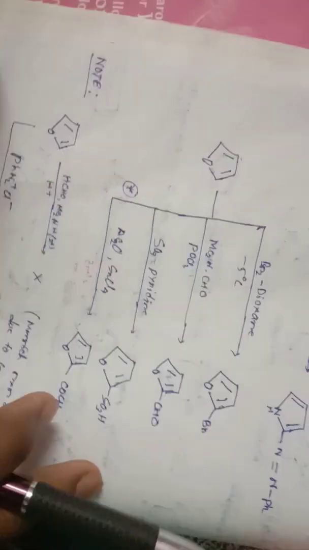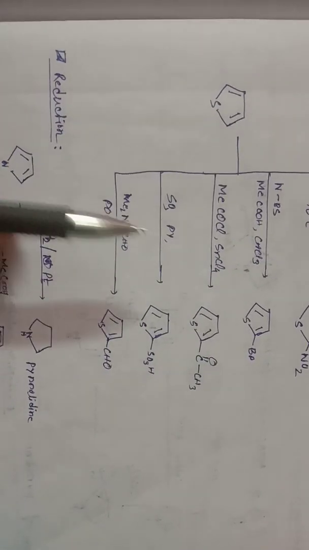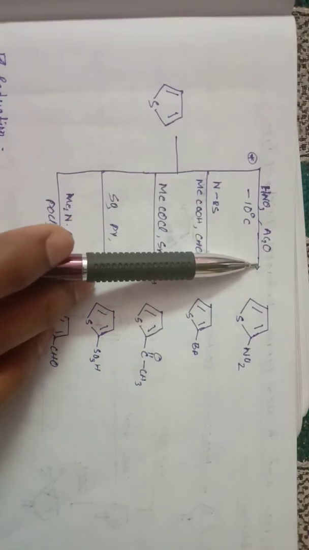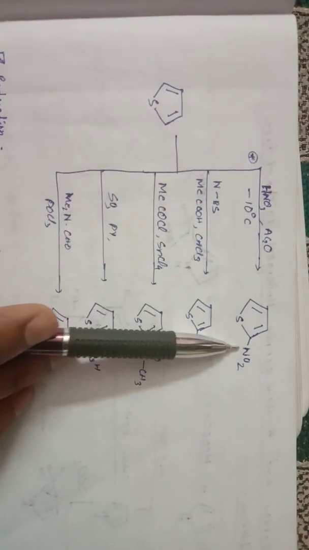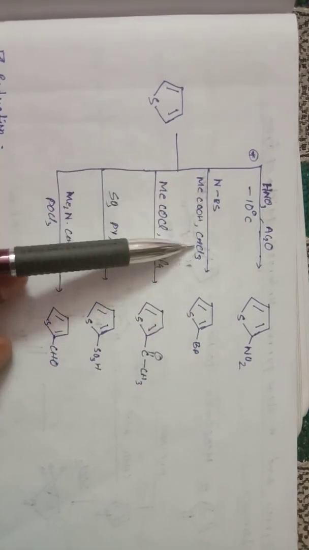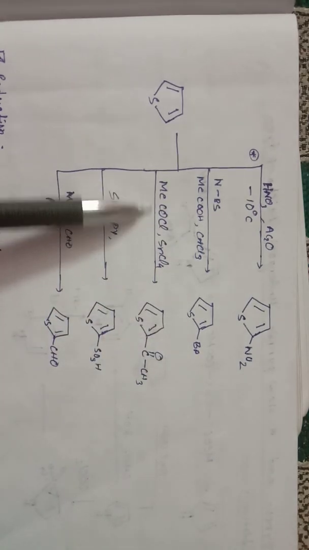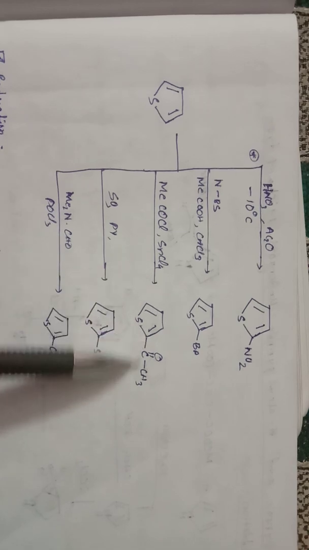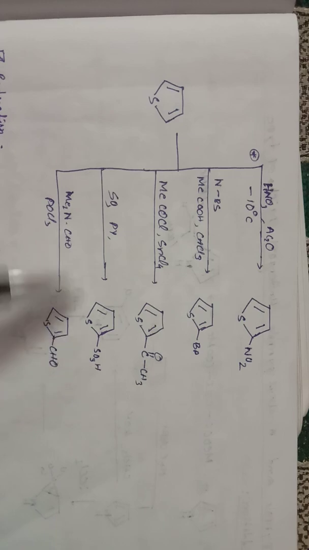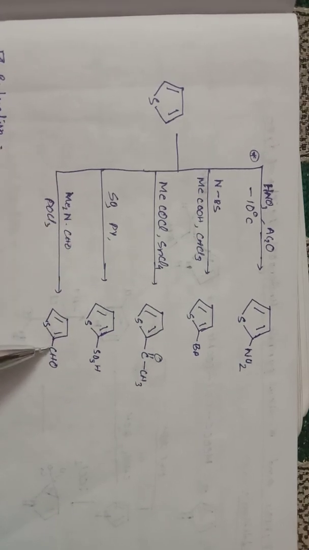Now, if we see another type of reaction with thiophene, in the presence of nitric acid and acetic anhydride, we easily get NO2 at the C2 position. If we react with NBS, N-bromosuccinimide, in the presence of chloroform and acetic acid, we get Br at the C2 position. Similarly, with MeCOCl and SnCl4 we get COCH3 at the C2 position. SO3 with pyridine gives SO3H. And also if we react with Me2NCHO and POCl3, we get CHO at the C2 position.